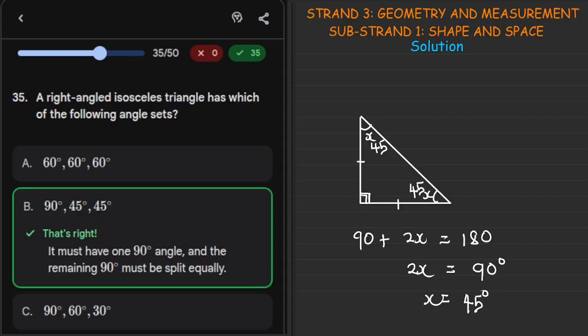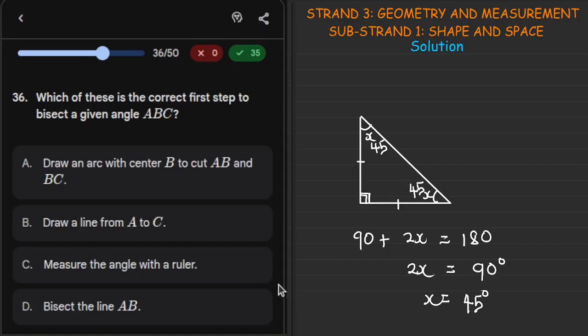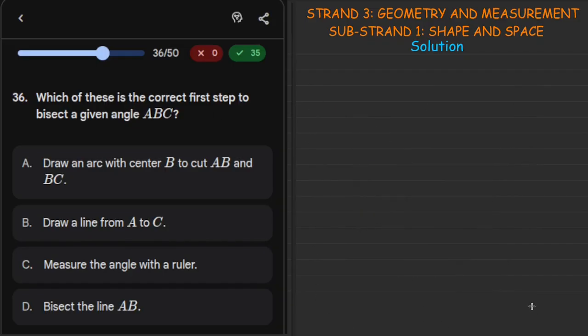Then let's look at 36. Which of these is the correct first step to bisect a given angle ABC? If you want to bisect an angle, the first thing we do is to draw an arc. You see, if you have an angle and you need to bisect it, you need to first draw an arc. So let's take this for instance.